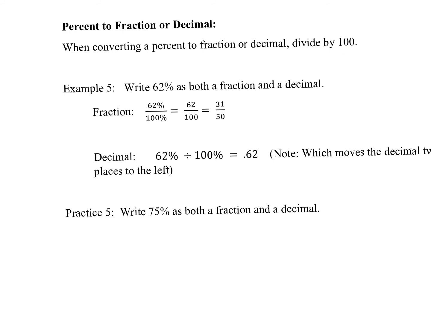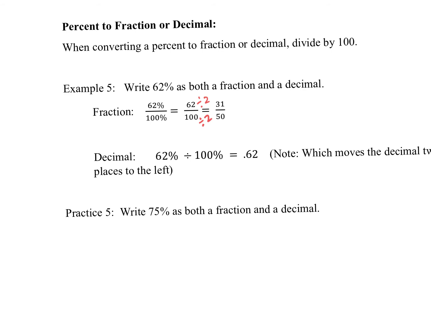When converting a percent to a fraction or a decimal, divide by 100. So for example, in example 5, write 62% as both a fraction and a decimal. We'll take 62% and divide it by 100. 62 over 100, and we'll simplify that to 31/50.